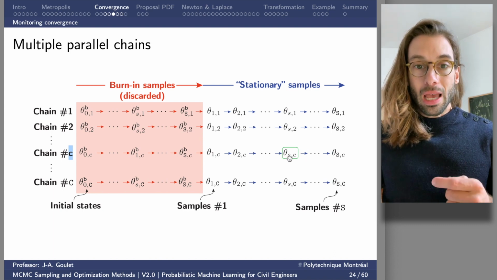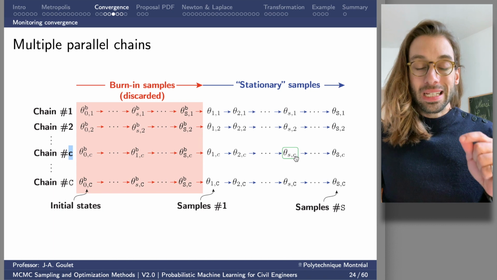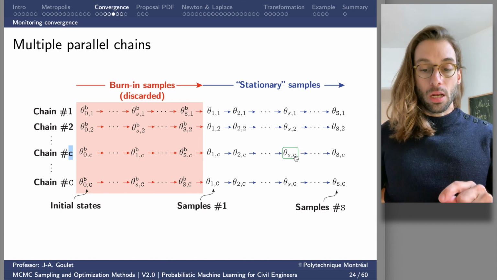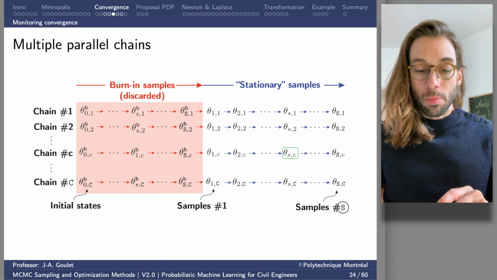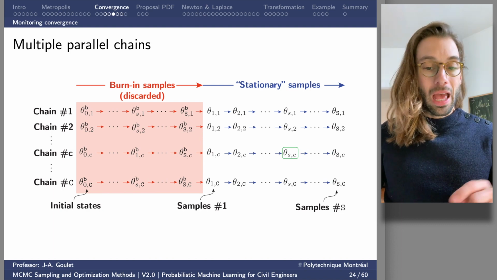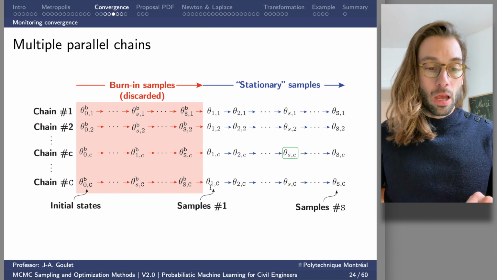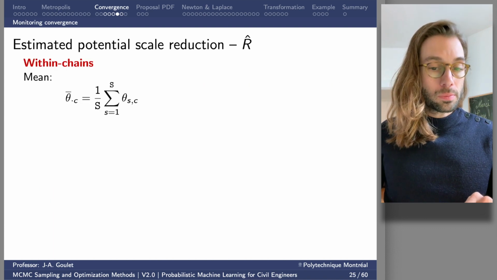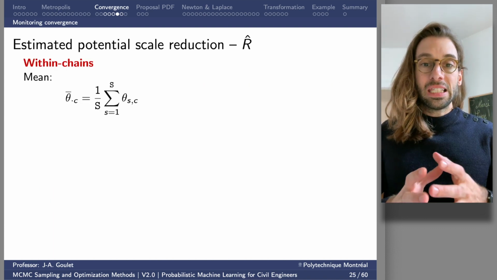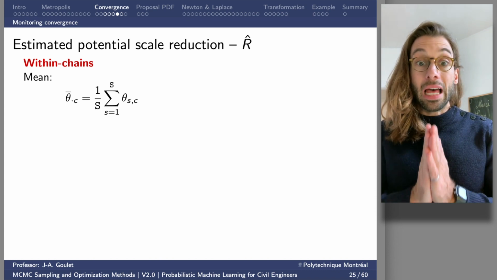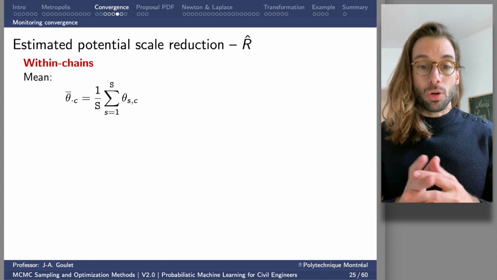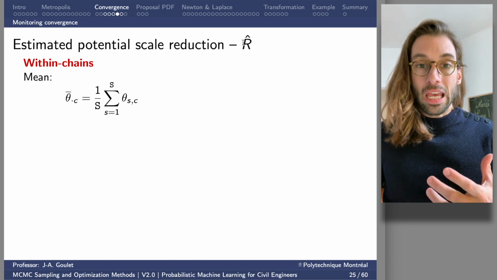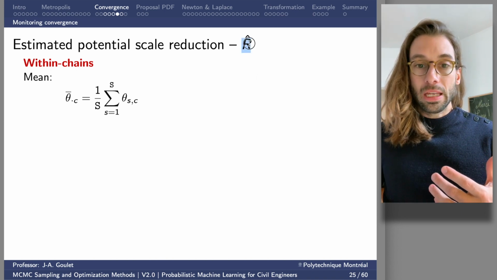The first index S is the sample number, C is going to be my chain number, where capital S is my total number of samples taken after my burn-in samples. So if we want to look at this estimated potential scale reduction that will allow us to quantify have I converged or not, have I taken enough samples or not, we're going to represent this EPSR by R hat, capital R hat.